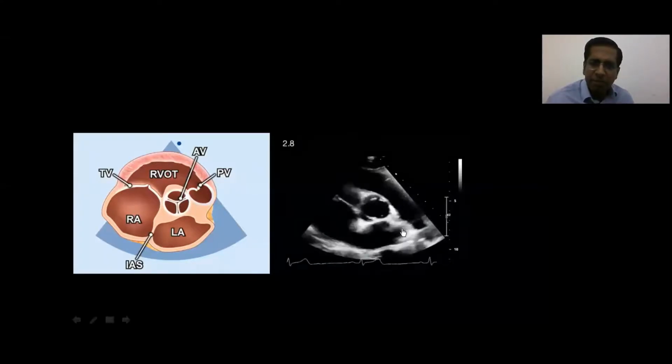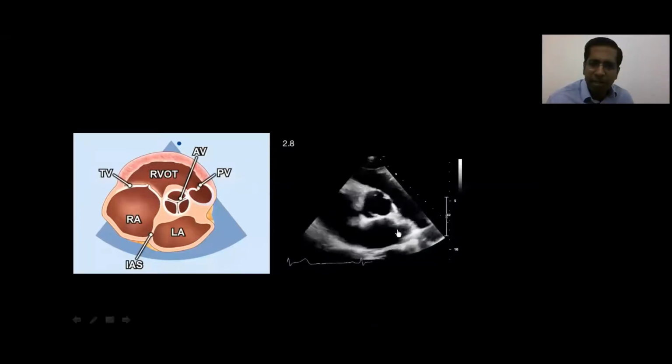Likewise, you are not seeing part of the right pulmonary artery. The right pulmonary artery you're not seeing. You're seeing part of the left pulmonary artery. So that is the importance of taking focused views.